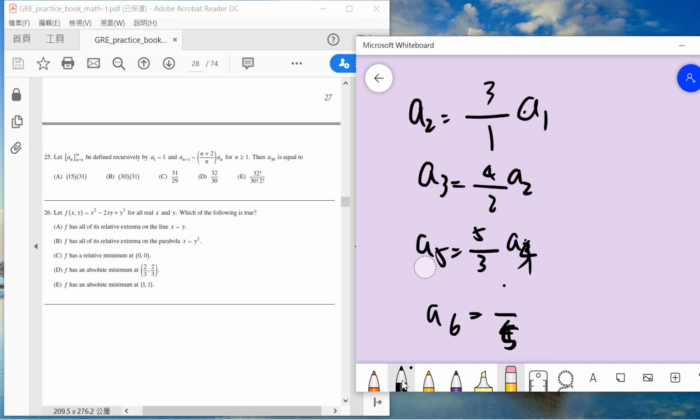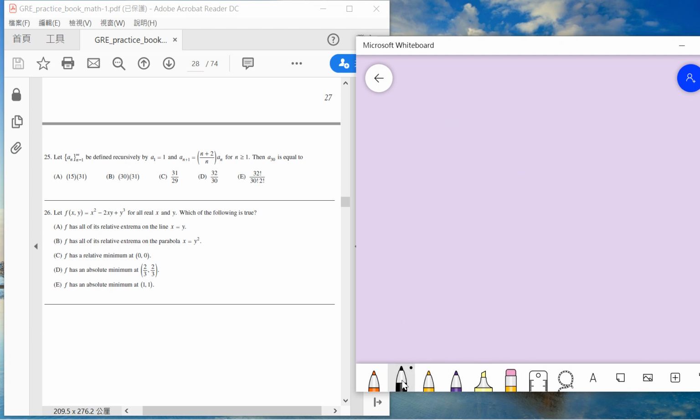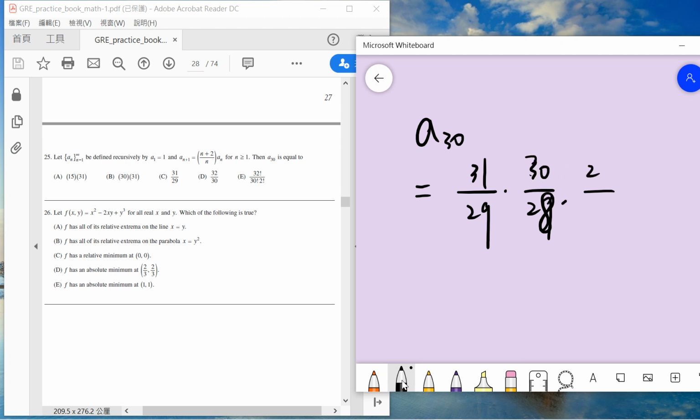Oh, sorry, I missed one. A4 is 5 over 3 A3. I keep going. So A30 is just 29, 31, 27, 28, 30, and 28, 27. So basically they differ by 2, and this differs by 1.